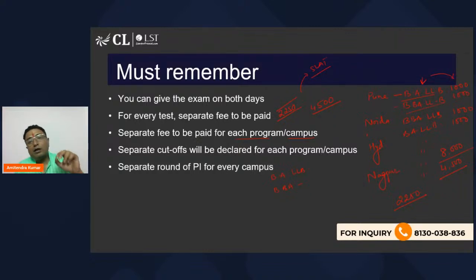If you are shortlisted, if you clear the cutoff, and you have applied for both programs, you will be taking only one interview. But if the call is from different campuses, then each campus will conduct its own personal interview. So there are multiple rounds involved, and this is something you have to be careful about.